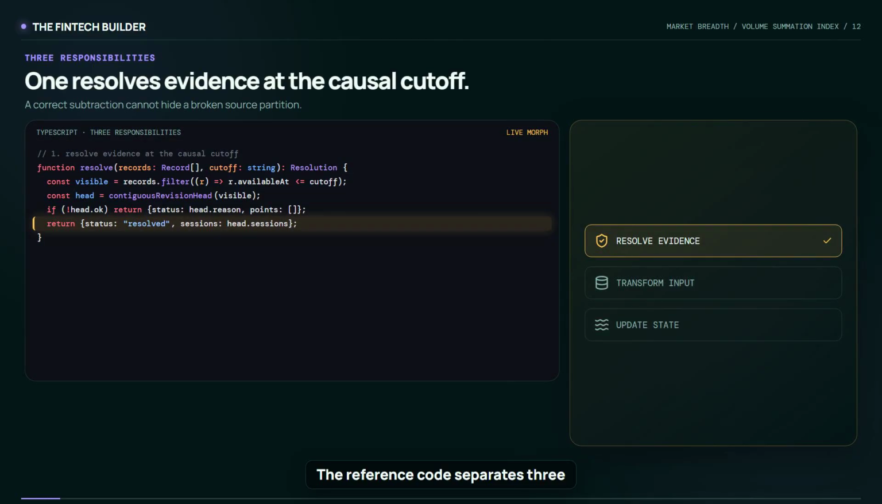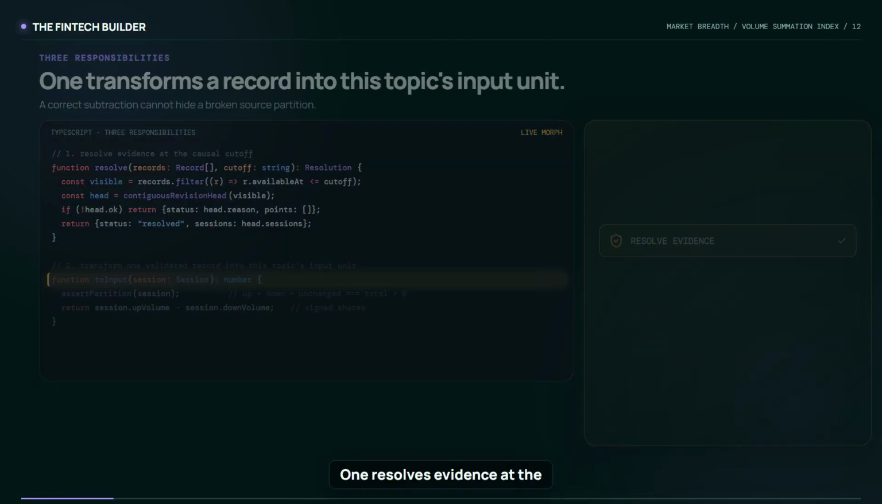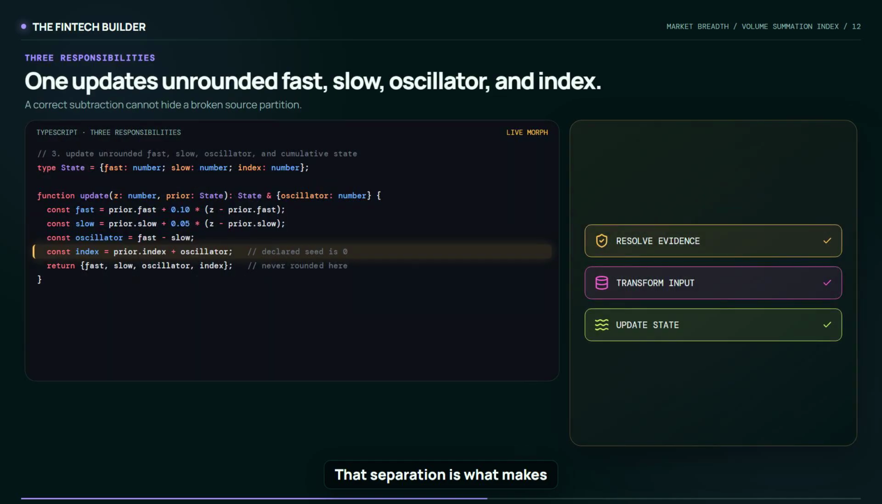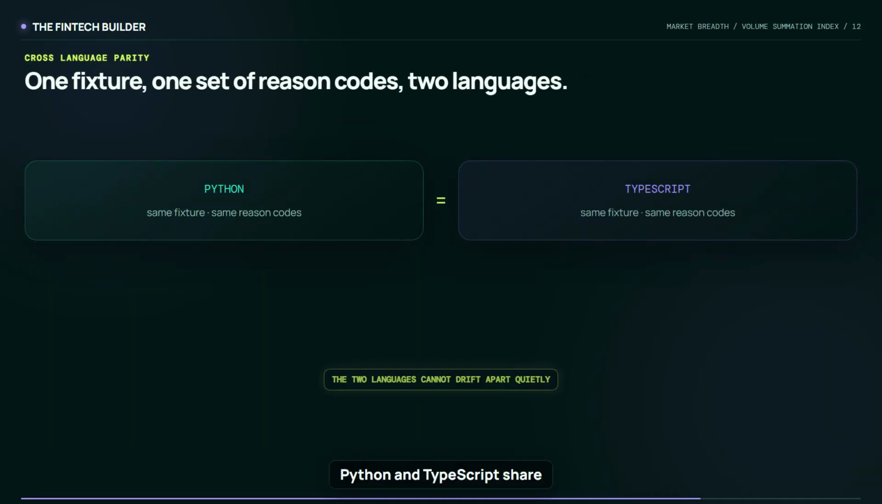The reference code separates 3 responsibilities on purpose. One resolves evidence at the causal cutoff. One transforms a single validated record into this topic's input unit, which here is just up volume minus down volume. One updates the unrounded fast, slow, oscillator, and cumulative state. That separation is what makes review possible. A correct subtraction cannot hide a broken source partition, and a correct recurrence cannot hide future information. Python and TypeScript share one fixture and the same reason codes, so the 2 languages cannot drift apart quietly.